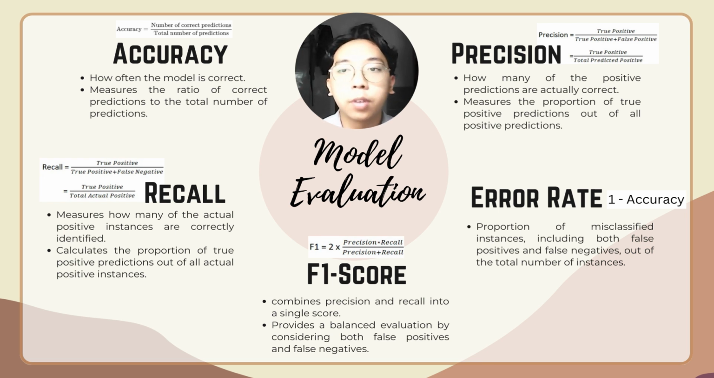Fourth, we have error rate. Error rate is the proportion of misclassified instances, including both false positives and false negatives, out of the total number of instances. This means the error rate is the inverse of accuracy, given by the formula 1 minus accuracy. And finally, we have the F1 score, or F1 measure, which combines precision and recall into a single score. This provides a balanced evaluation by considering both false positives and false negatives.